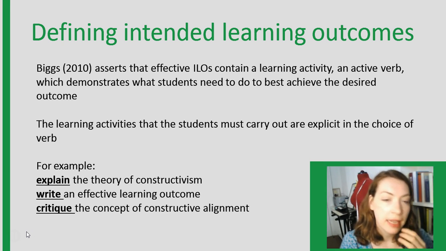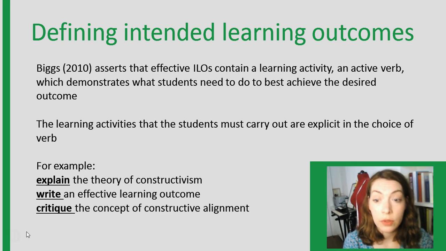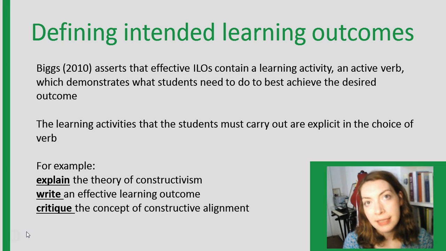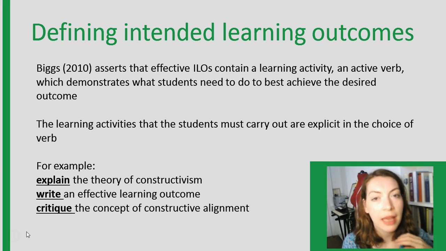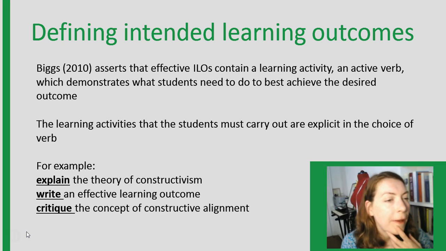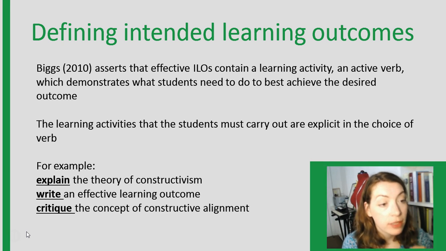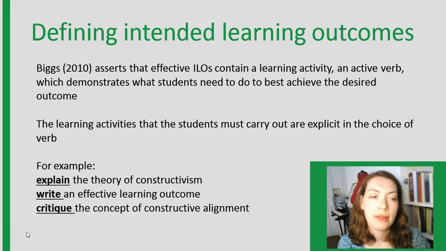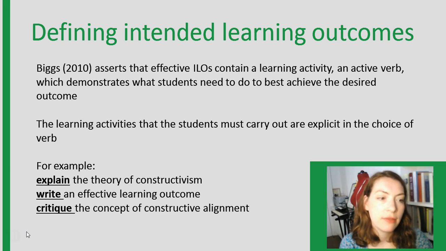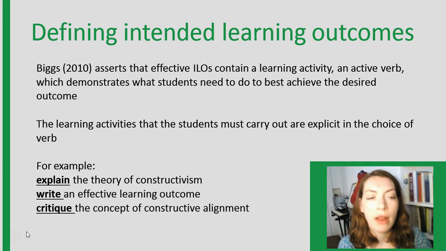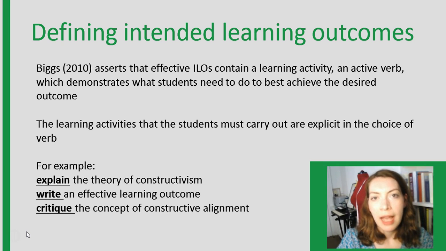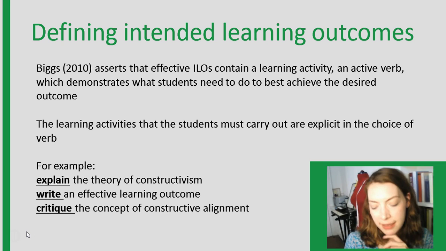Writing active learning outcomes is a really important part of this model, and typically active learning outcomes are much clearer and more straightforward. We want the students to be able to read them and actually understand what it is they're supposed to do. So learning activities are explicit in the choice of verb. For example, explain the theory of constructivism, write an effective learning outcome, critique the concept of alignment. What the students actually have to actively do is really clear in the learning outcome.